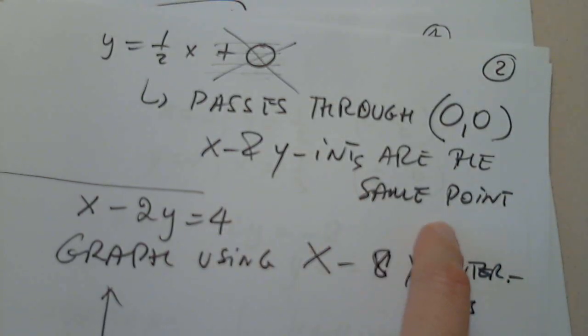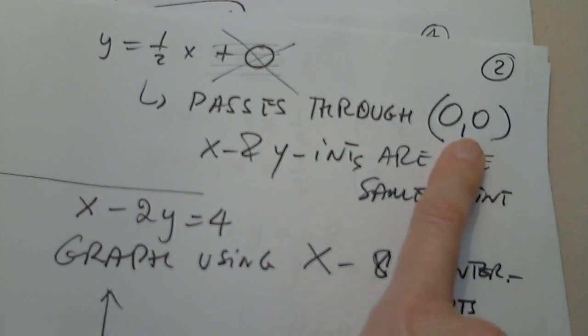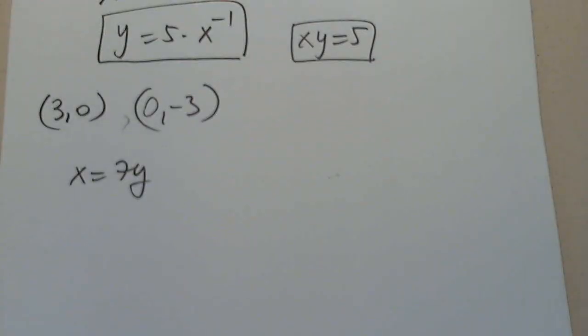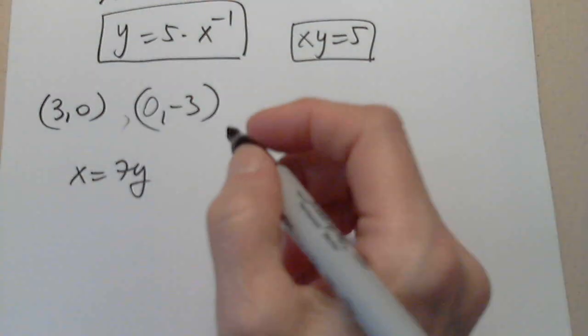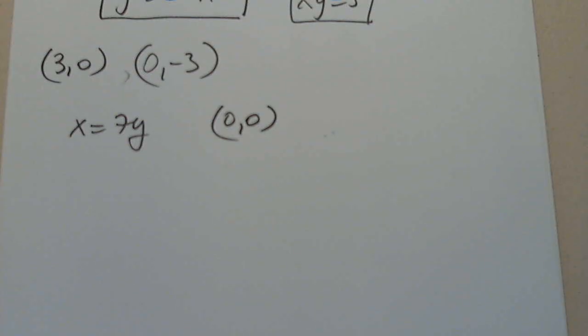You have to fabricate, so to speak, another one. Because having only one point is not enough to define a line. You absolutely need two. So I already know, since it does not have a free term, this line passes through 0, 0. It makes sense. When x is 0, y is 0. When y is 0, x is 0.